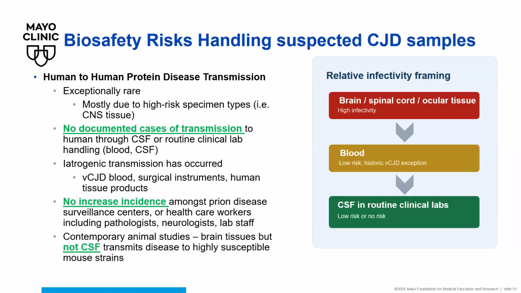In the past, variant CJD, the variant form of the disease coming from cows, could be transmitted through blood transfusion. There's been no increased incidence of prion disease in healthcare workers at surveillance centers, amongst pathologists, neurologists, lab staff. And contemporary animal studies show that brain tissue, but not CSF, can transmit disease in highly susceptible mouse strains. So we treat brain, spinal cord, and ocular tissues as high infectivity. Blood and CSF are considered either low risk or no risk.